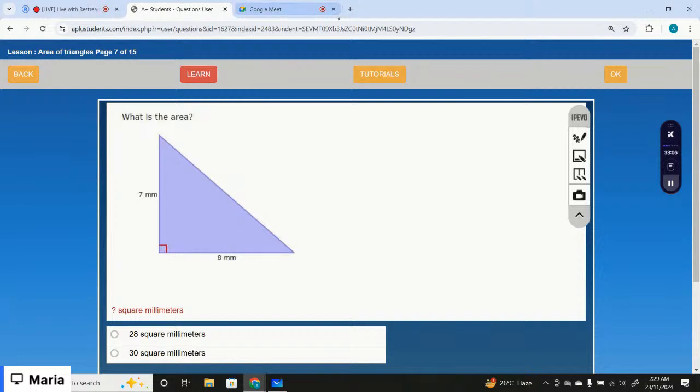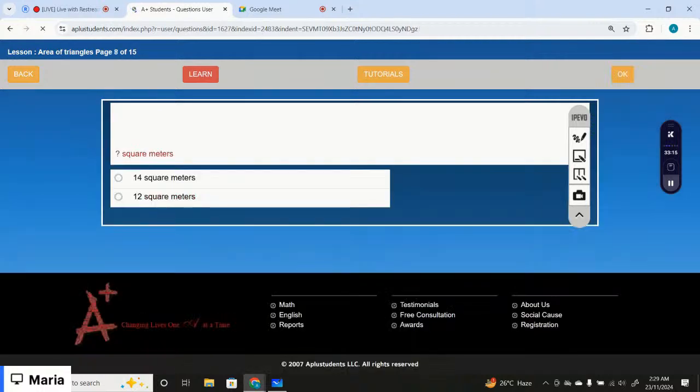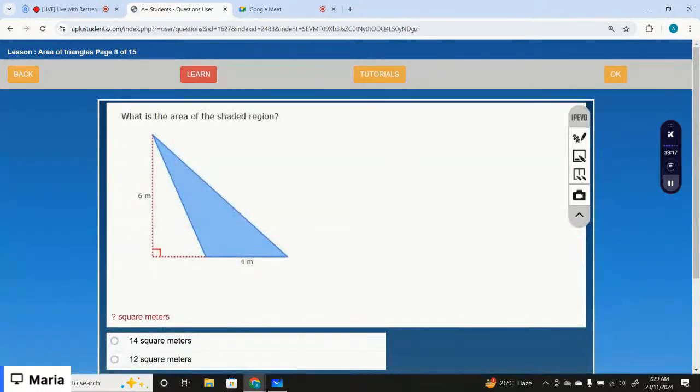That is half times base times height. So that is 28 square millimeters. Option number 1 is the correct option. What is the area of the shaded region, which is the correct option?